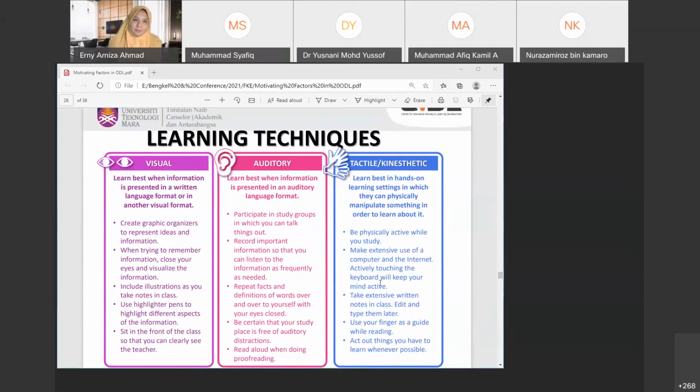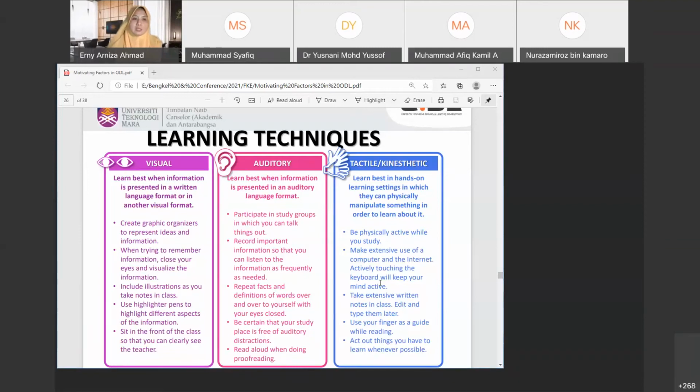Ini learning techniques ya. So visual ni maksud dia kena melihat. Okay, so visual learners will learn best when information is presented in a written language format or in other visual formats such as diagram, charts, drawings, and so on. Okay, auditory will learn best when information is presented in auditory language format. Dia kena dengar. But then for tactile ataupun kinesthetic, they will learn best in hands-on learning setting in which they can physically manipulate something in order to learn about it.